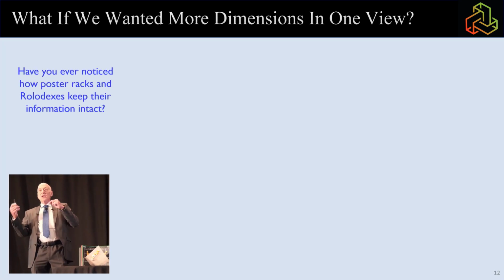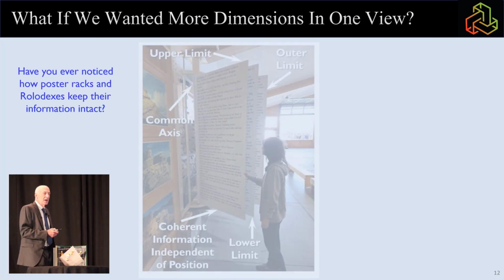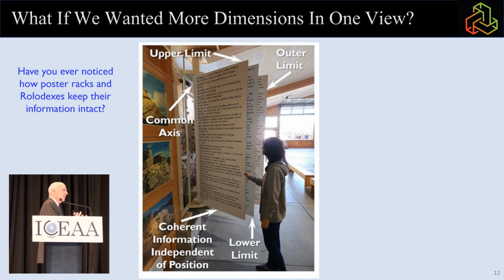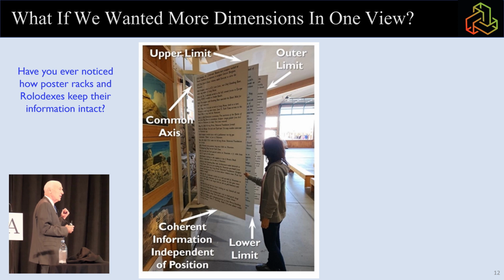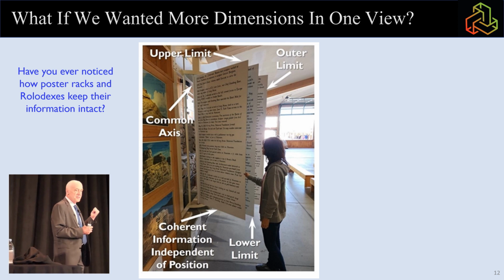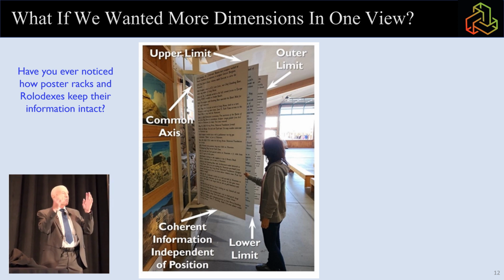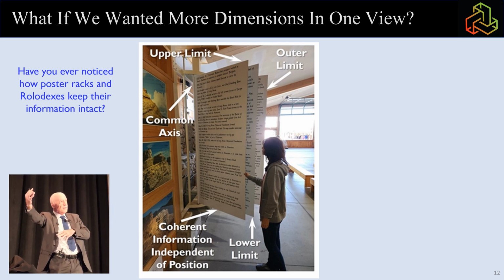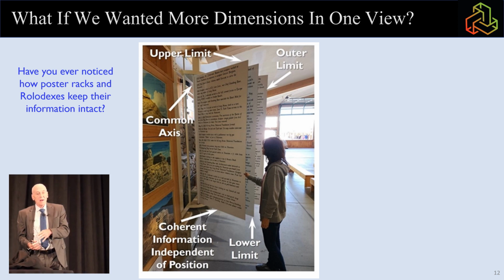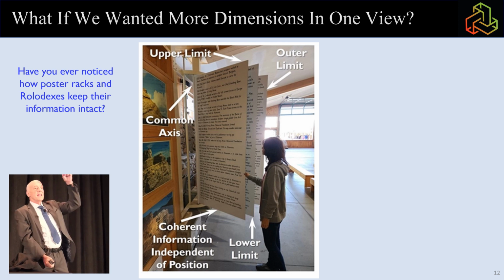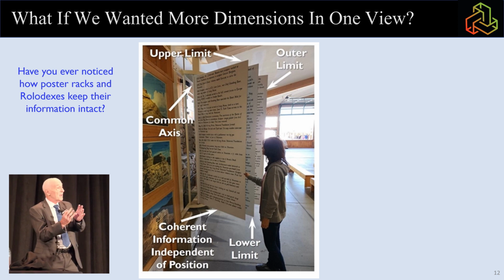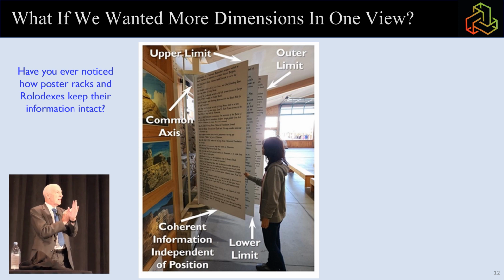Well, what if we wanted more dimensions? You might ask yourself, have you ever noticed how Rolodexes and poster racks, such as the one shown here, have some interesting features to them? They have this upper limit, so that each card's got an upper limit, an outer limit, and a lower limit. And they all go around a common axis. And as we rotate the information about the axis, we don't lose it because it's coherent to the card.